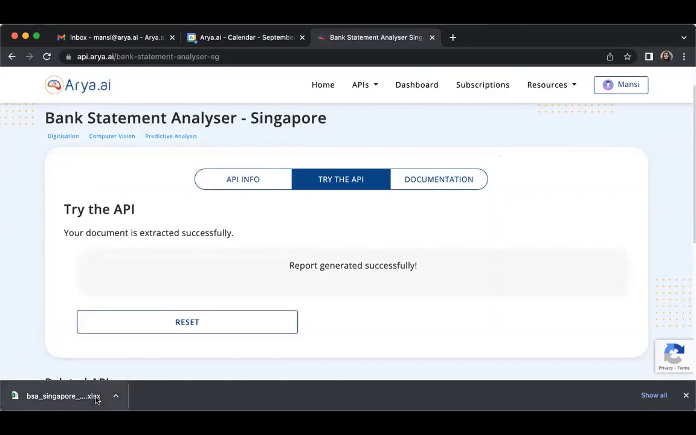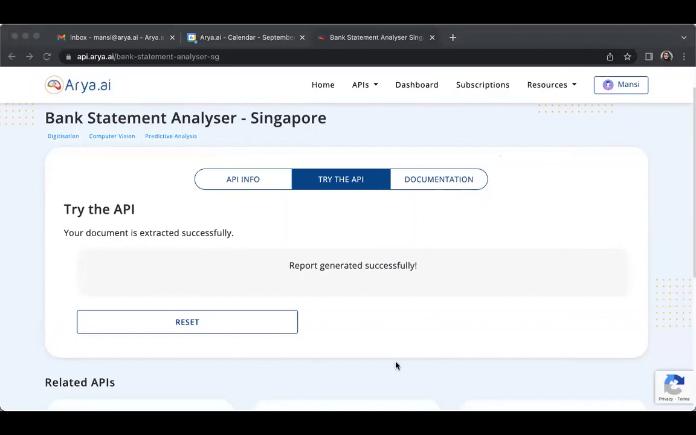So now this Excel that is downloaded, we'll just view that Excel. I hope my screen is still visible. Yeah, I'll just share the Excel file as well. Just give me a moment.